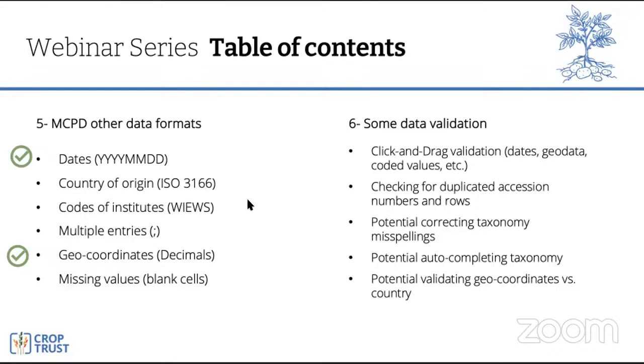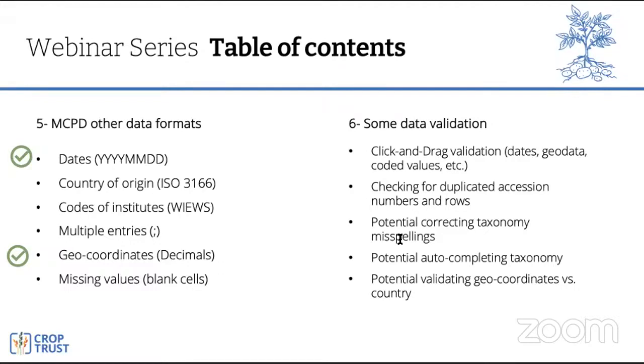And today we will continue by reformatting other data types, such as countries of origin, institute codes, multiple entries in MCPD, and what do we do with missing values. And then we will touch on some data validation tips and tools, such as validating for a very common error in Excel that is click and drag, that can happen in different data types and passport data, such as also checking for duplicated numbers or duplicated rows.